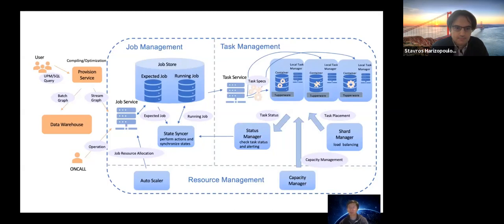The resource management layer is responsible for dynamically adjusting the resource allocation to the jobs. It also has a global view of the whole system, so it can make cluster-level decisions. In addition to the user, Turbine also takes on-call as a first-class citizen. The on-call can override decisions made by those automation systems. In today's talk, we'll mainly cover portions of the job management and the resource management.